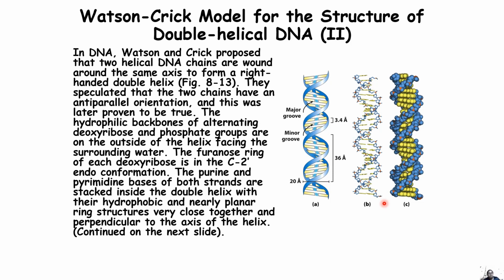So the hydrophilic backbones of alternating deoxyribose and phosphate groups are on the outside of the helix, facing the surrounding water. The furanose ring of each deoxyribose is in the C2' endo conformation. The purine and pyrimidine bases of both strands are stacked inside the double helix, and their hydrophobic and nearly planar ring structures are very close together and perpendicular to the axis of the helix.